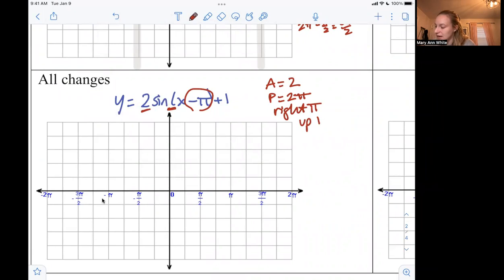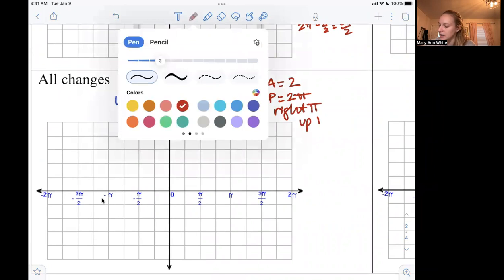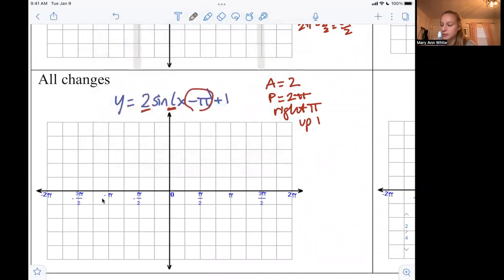I think my graph is going to have to go a little bit farther because if my period, oh, I guess I'll worry about that in a second. Let me do my amplitude first. So amplitude is 2. Instead of being at +2 and -2, which I normally would be at with an amplitude of 2, I'm going to move all of those up 1.